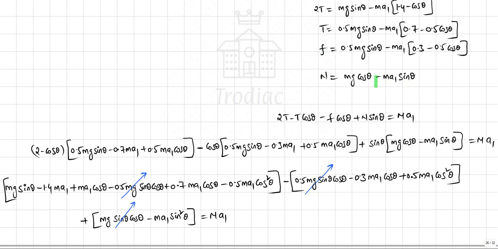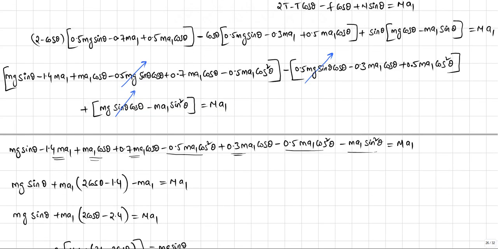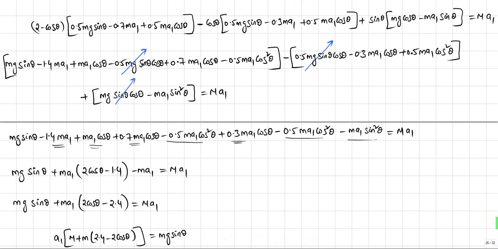So if we substitute these three in the first equation, 2T minus T cos theta minus f cos theta plus N sin theta equal to capital M a1, and take T common, we get (2 minus cos theta) into T minus cos theta into f plus sin theta into N equal to capital M a1. So if we expand this equation, we get this equation.